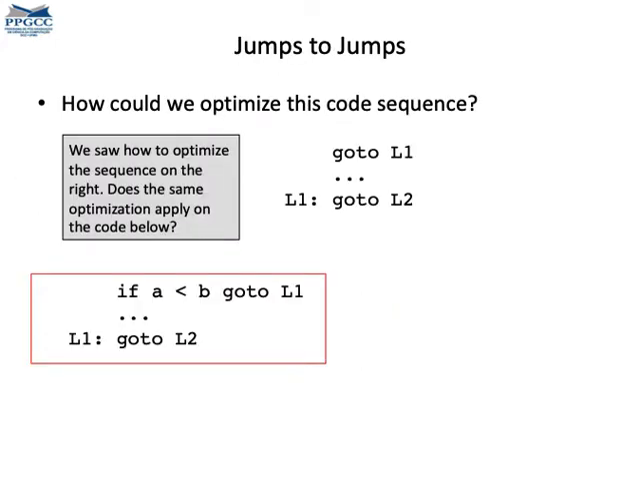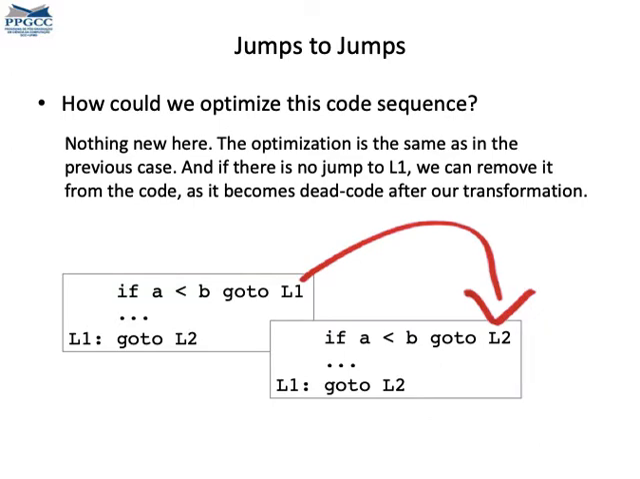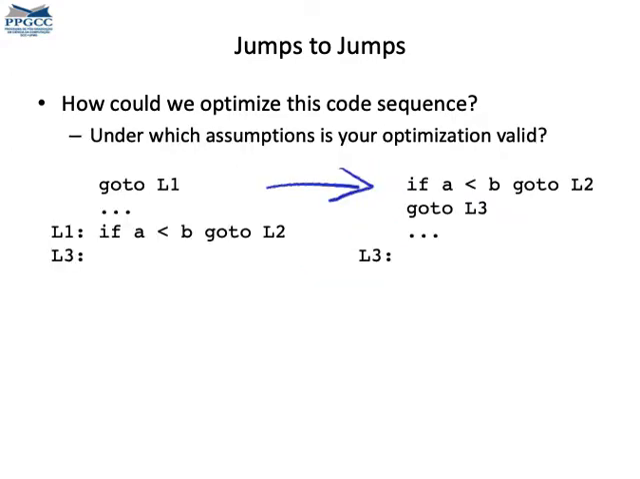Let's continue with branch optimizations. Take a look into the sequence in the red box. Can you think about how to optimize it? If you want, as an exercise, you can stop the video and think about it. Well, nothing really new at this point. We can replace the jump to L1 with a jump to L2. That works even in conditional branches.